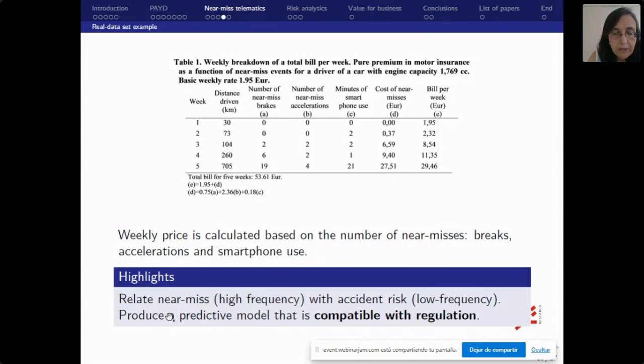Okay, I want to highlight a couple of things. The first thing is that near misses are high frequency, and accident risk is low frequency.